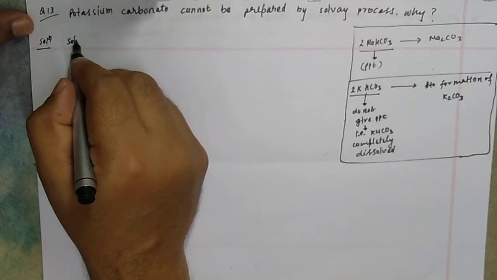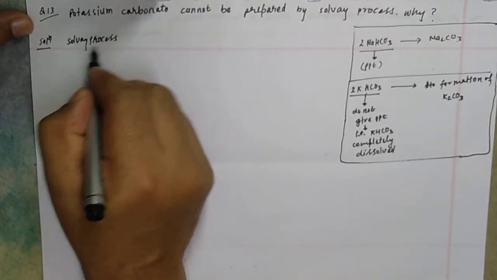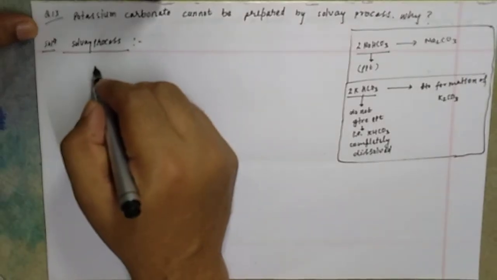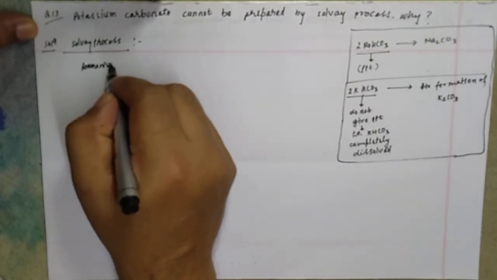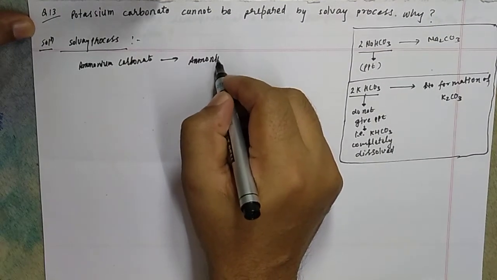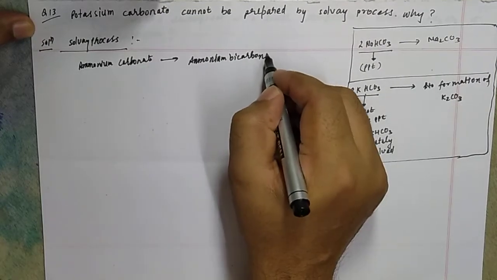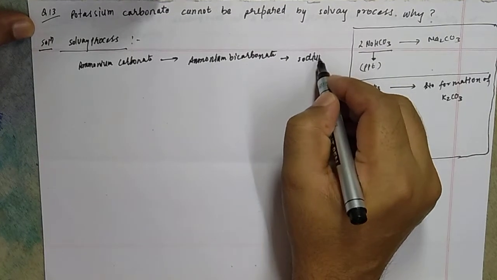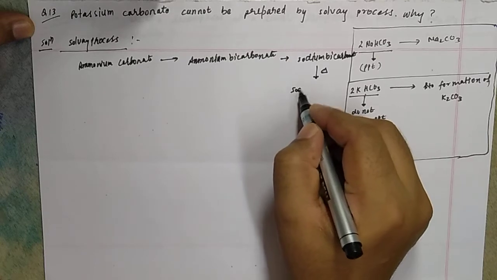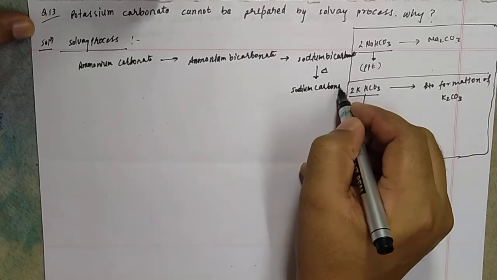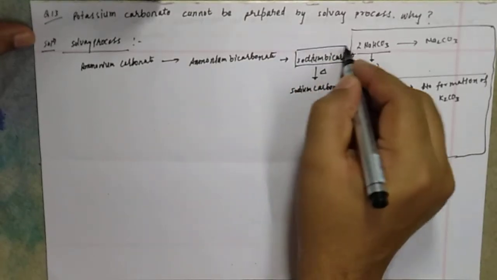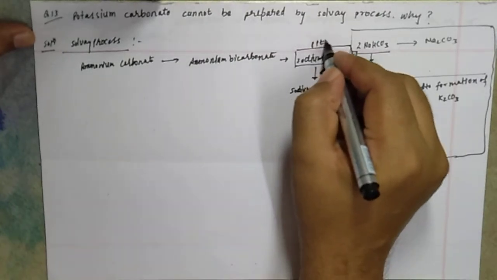Firstly, you should know what the Solvay process is. I already told in the previous video that first of all we prepare ammonium carbonate, and after preparing ammonium carbonate, we prepare ammonium bicarbonate. This ammonium bicarbonate is converted into sodium bicarbonate, and this sodium bicarbonate at high temperature converts into sodium carbonate. Now we have to see the equations. This sodium bicarbonate is the PPT.